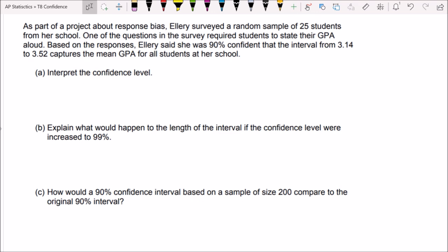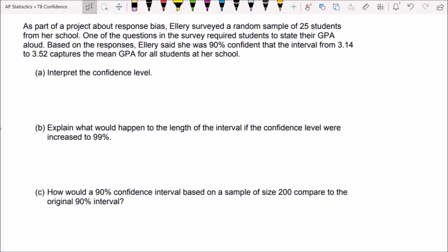Here it is. As part of a school project about response bias, Ellery surveys a random sample of 25 students from her school. One of the questions in the survey required students to state their GPA aloud. Scary. Based on the responses, Ellery said she was 95% confident that the interval from 3.14 to 3.52 captures the mean GPA for all students at her school. We'll interpret the confidence level in just a minute. Let's answer B and C first, just like the previous question.